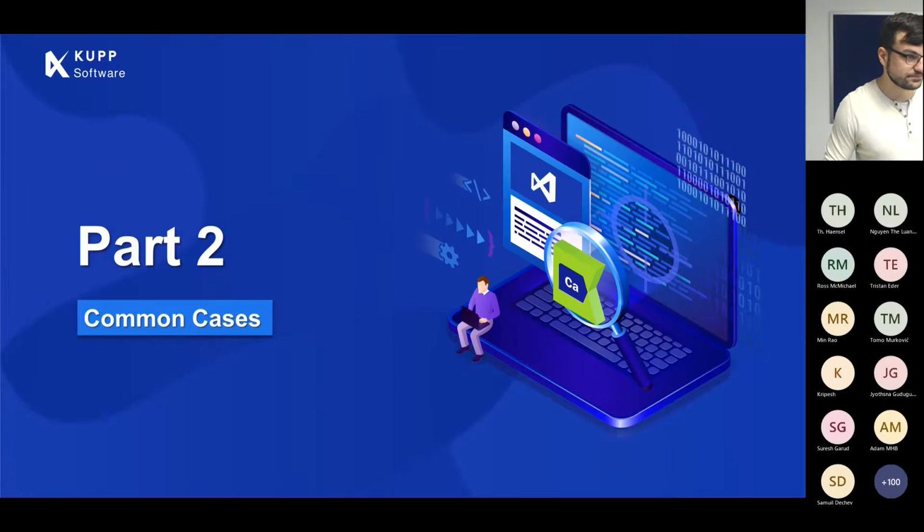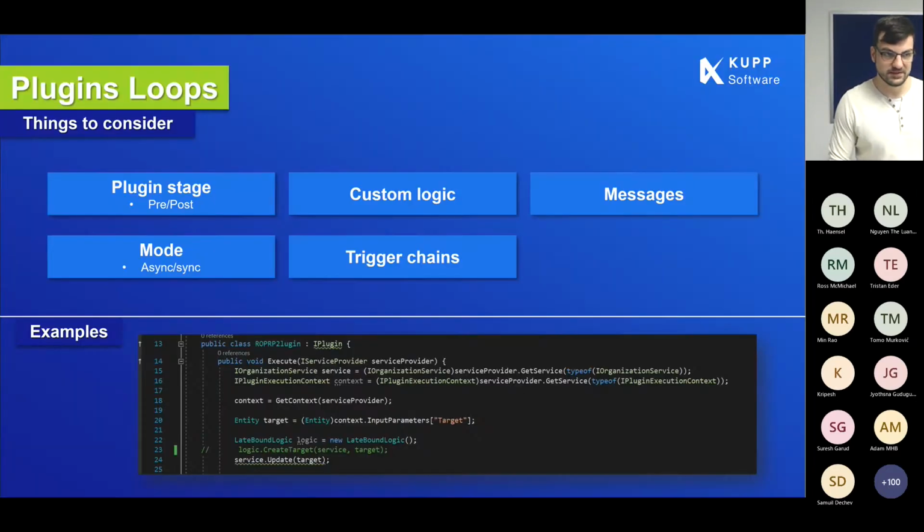Now a few things, before we run out of time, about a few common use cases. And this is actually my favorite: plugin loops. We already talked about that. And here we've got the summary again, what we have to consider if you think about plugin loops. So of course the stage, whether it's pre or post, and as I said, target entity changes should be in the pre-stage always. I think there are no real exceptions for that.